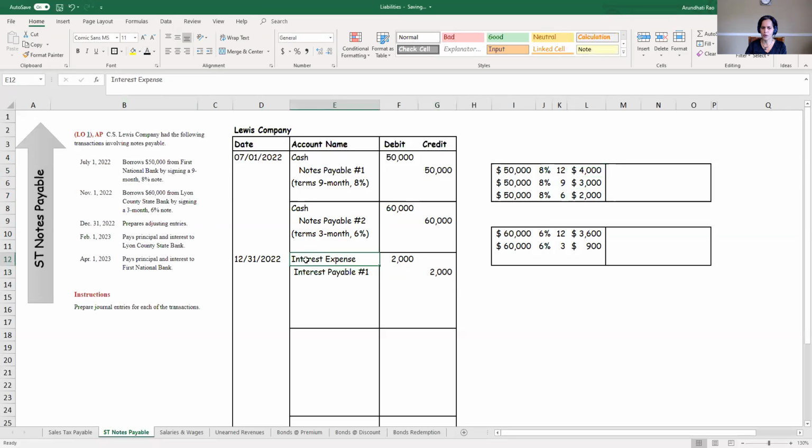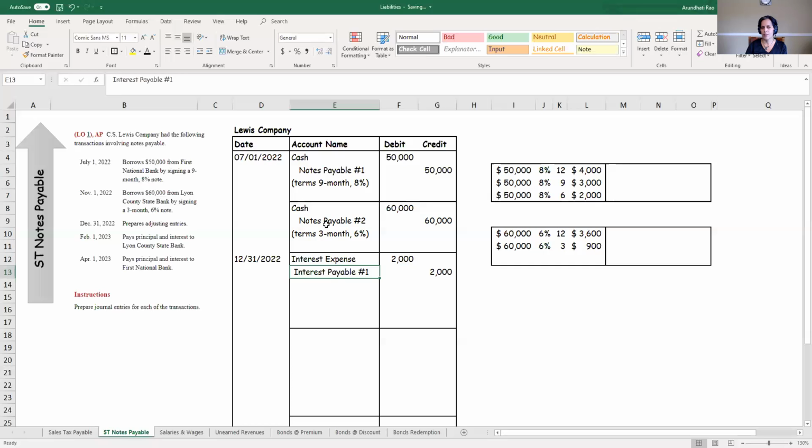So in my books, interest expense goes into my current year's income statement at $2,000. I'm not paying the money right now. I'm just accruing it, and I'm saying interest payable of $2,000. This is also a current liability along with the notes because it's due within the next 1 year.